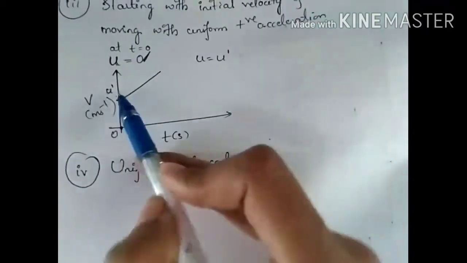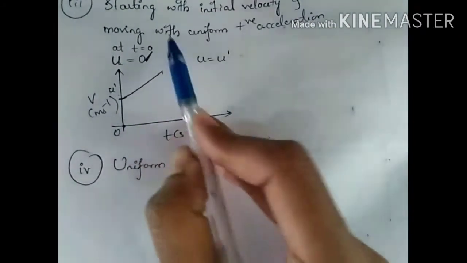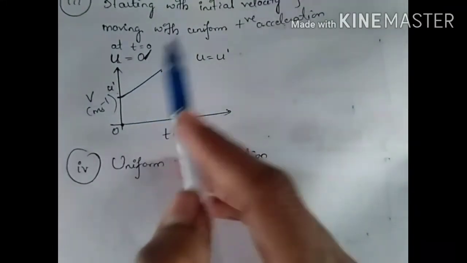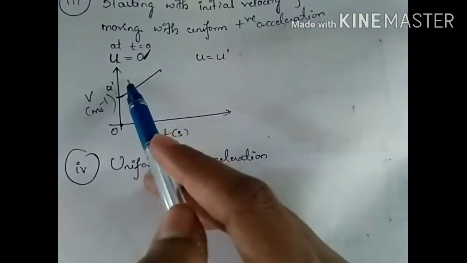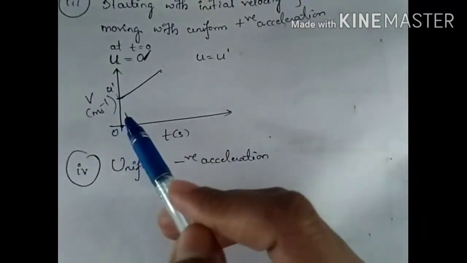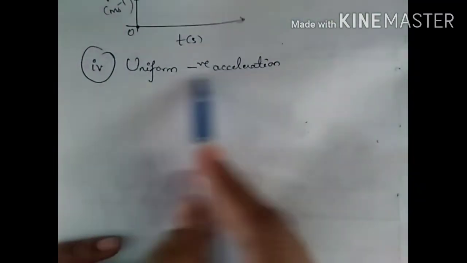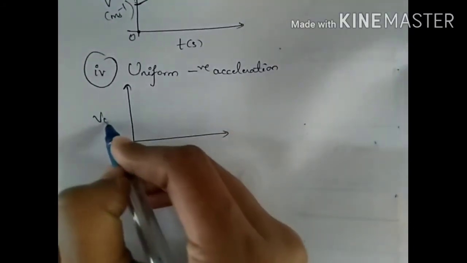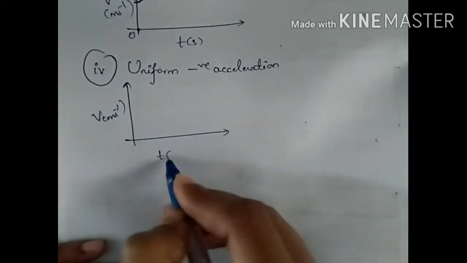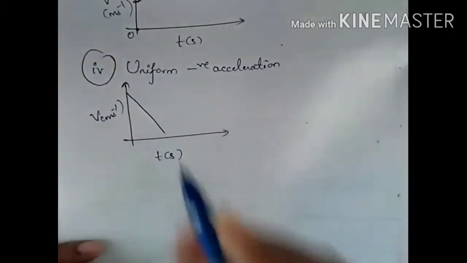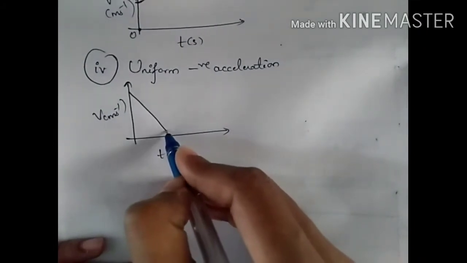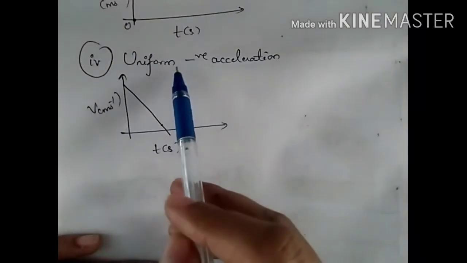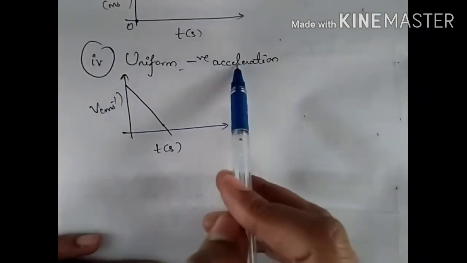So in this you saw uniform positive acceleration wherein the body which has started initially had the velocity u dash. Here, for uniform negative acceleration, the graph would look something like this. So here the velocity of an object is decreasing, hence we get uniform negative acceleration.